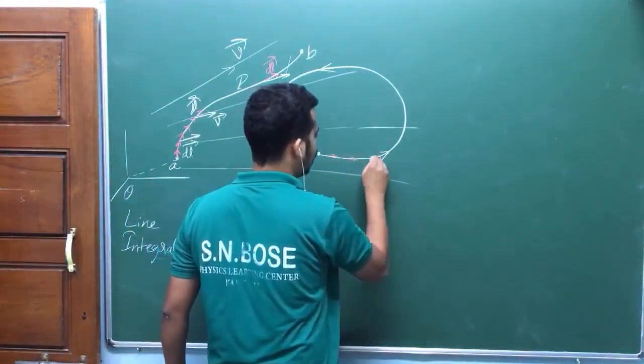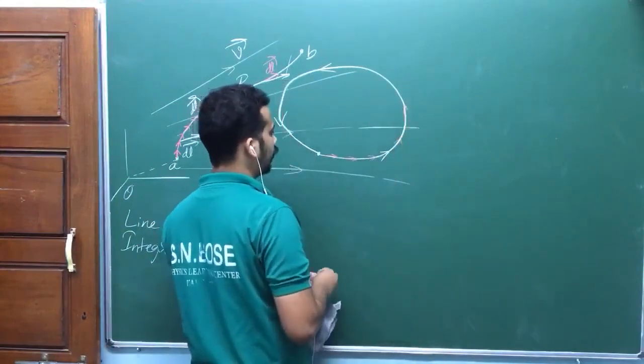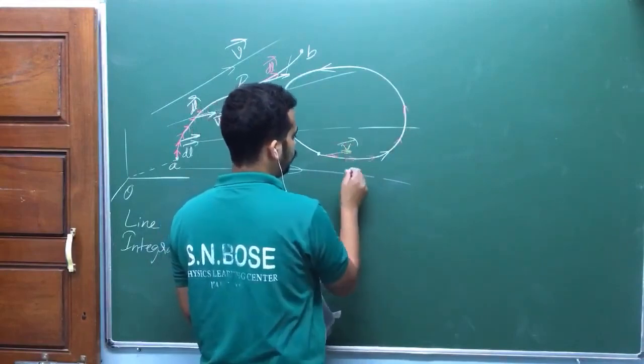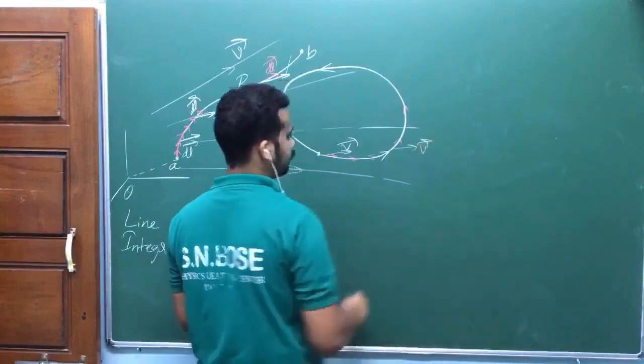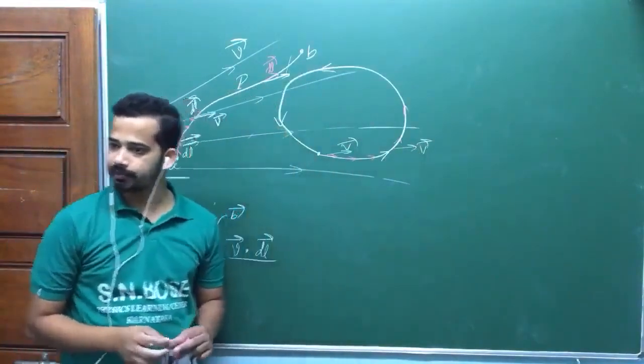You can take dl at each and every point. Okay, you can take a dot product again. Is that okay? You can take a dot product again. You can have a closed path, isn't it, in a space.